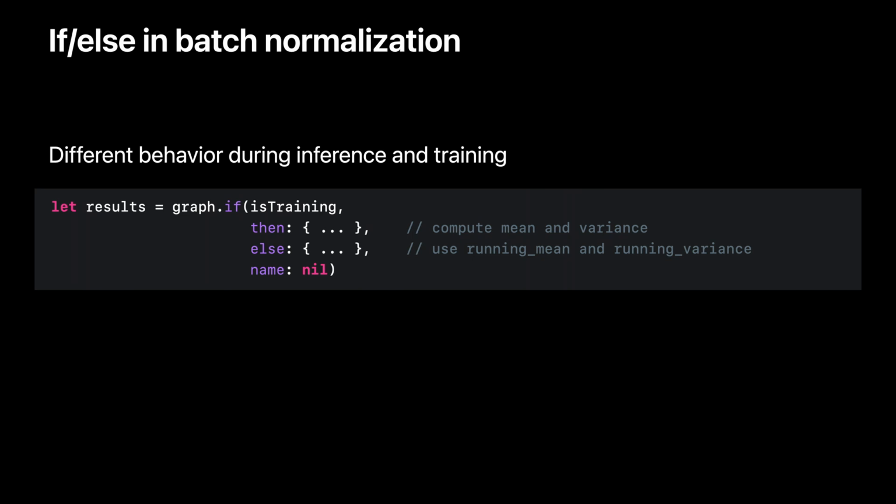Having the if-else operation is very useful in neural networks. One canonical usage is in batch normalization operation, which has different behavior in training and inference. With the isTraining Boolean, we can have a single graph to represent both variants of the normalizer.